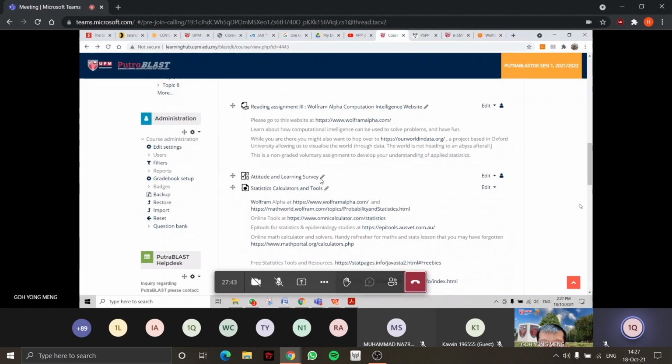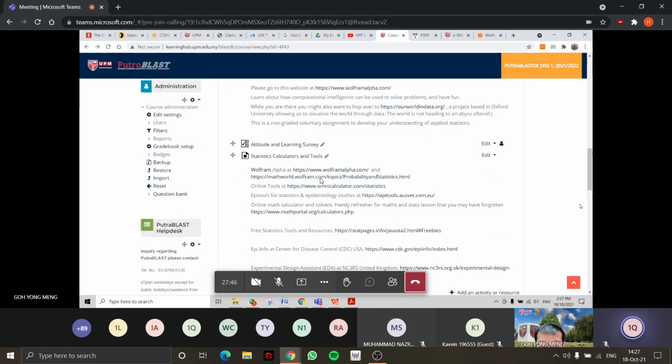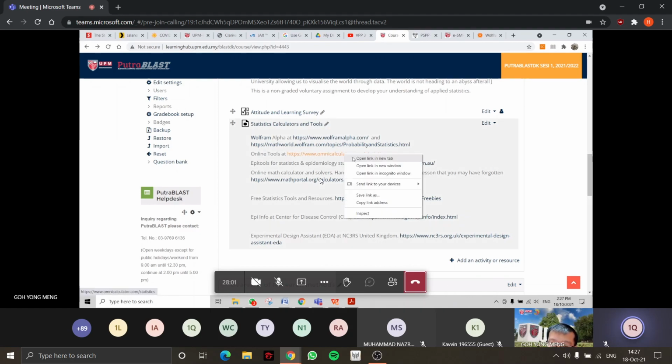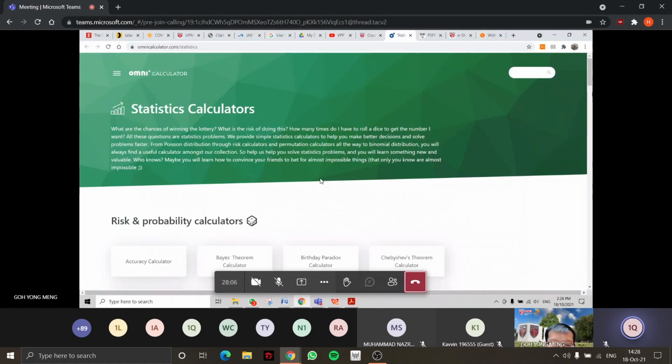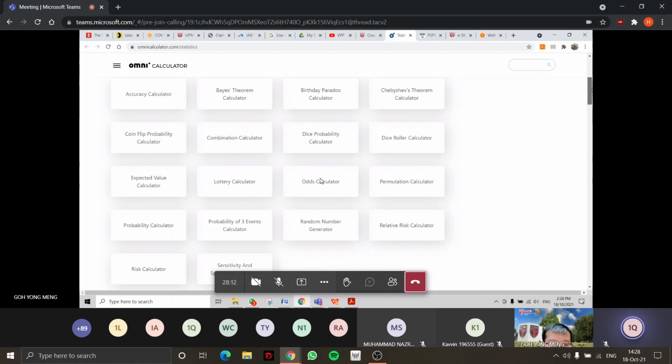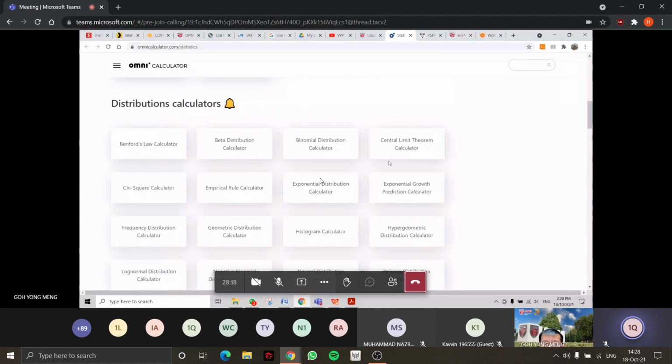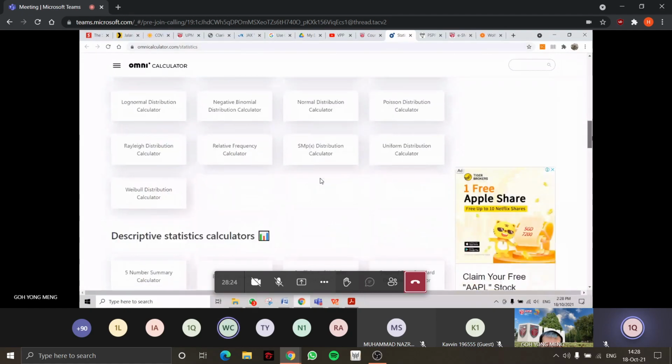So that's Wolfram Alpha. Apart from that, there's also a whole list of statistics calculators. You can actually download free software. You can use all kinds of calculators here. For example, this one, Omni Calculator, a statistics calculator to calculate all kinds of things. Accuracy, Bayes theorem, Bertrand paradox, probability calculator, distributions calculator, binomial, geometric, frequency distribution, all kinds of things. There are plenty of calculators here.